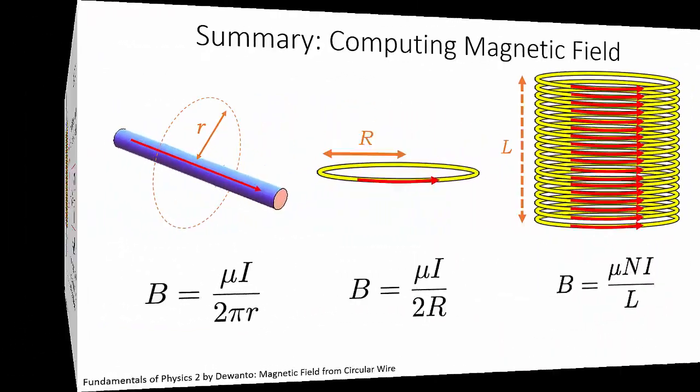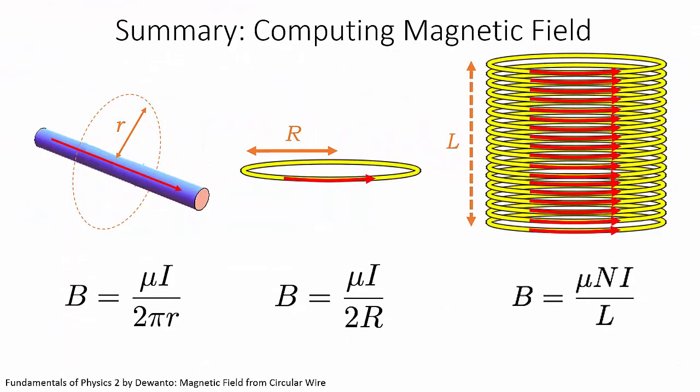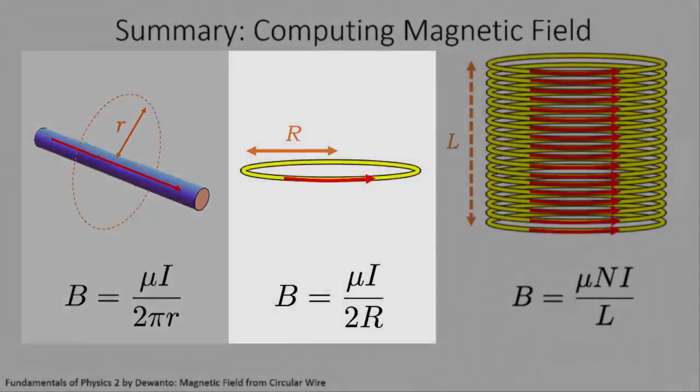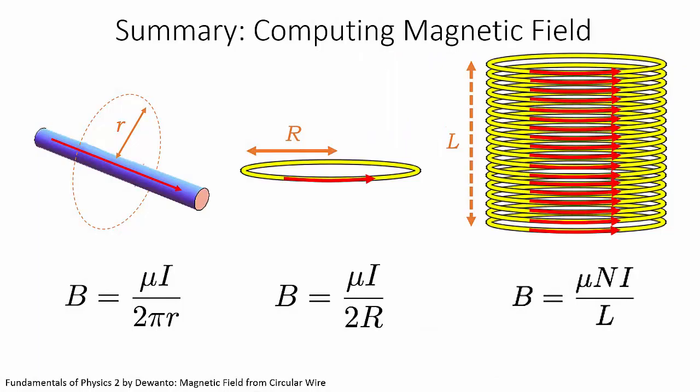In summary, we have different equations to deal with different current configurations: straight current, loop current, and current in a solenoid. At this stage, you may be wondering, in the case of electric field, we have only one equation to compute electric field from different kinds of charge configuration. Why do we now have different equations to deal with different current configurations? Or to put it another way, like Coulomb's law, is there a universal equation to compute magnetic field from different current configurations? The answer is yes, and that will be the topic for the next lecture.